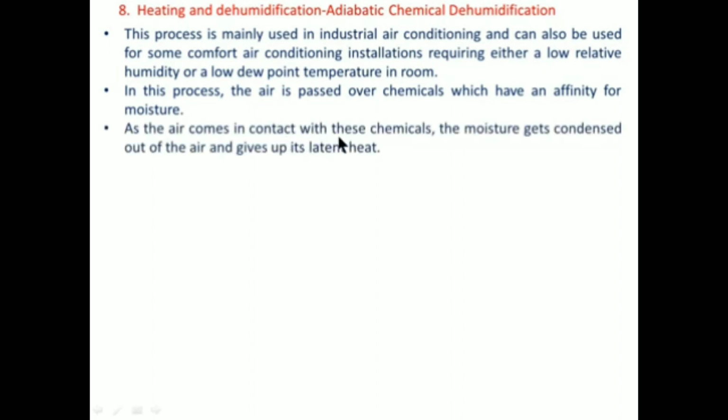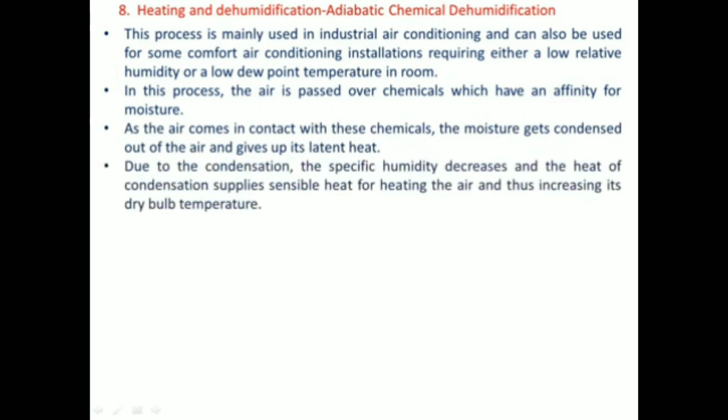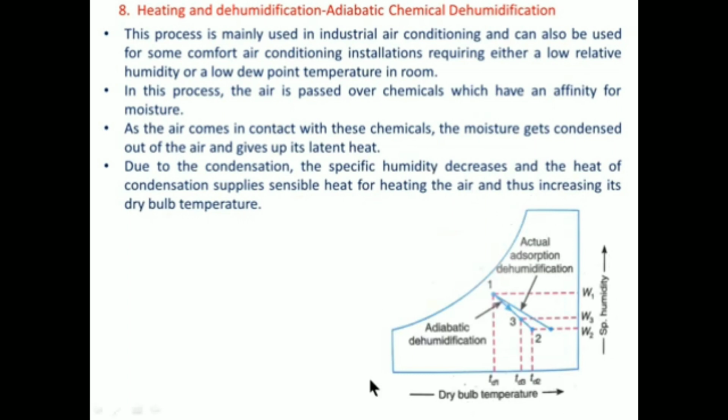As the air comes in contact with these chemicals, the moisture gets condensed out of the air and it gives up its latent heat. Due to the condensation, the specific humidity decreases and the heat of condensation supplies sensible heat for heating the air and thus increasing its dry bulb temperature. So this is the diagram where we can see process 1 to 2 is of adiabatic dehumidification, where actual adsorption or dehumidification is taking place from point 1 to 3.